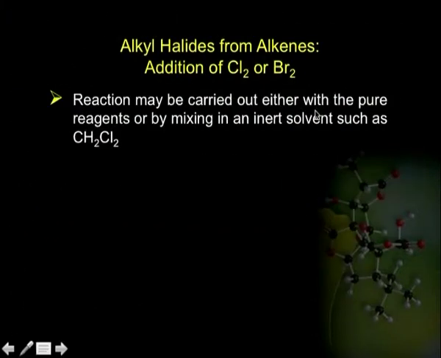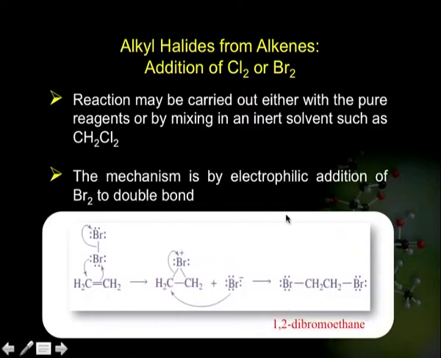The reaction may be carried out either with the pure reagents or by mixing in an inert solvent such as dichloromethane. The mechanism is by electrophilic addition of bromine to the double bond. So, you can see here that this is a bromine molecule adding to this ethylene molecule, and here is the formation of a bromonium ion, and finally the dibromoethane molecule is generated.